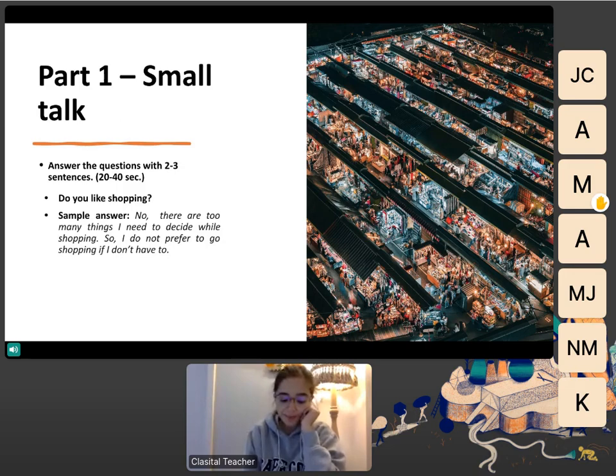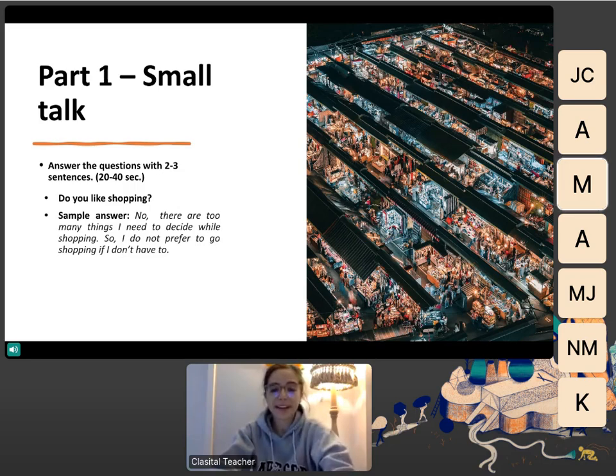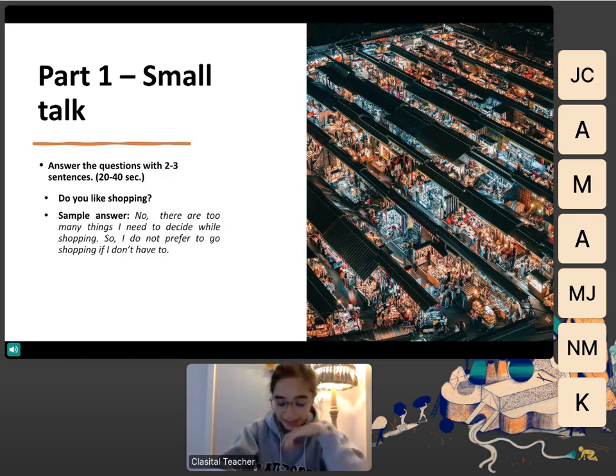Thank you, Nina. Okay, Maria. I love shopping because I'm not the one who is responsible for the money. My father is. So if I want anything, my father is the one who is paying for it. So that's why I like shopping. Sometimes my father doesn't actually agree on what I want because he thinks it is not necessary and I wouldn't use it. Okay, thank you, Marianne, for sharing your answer.